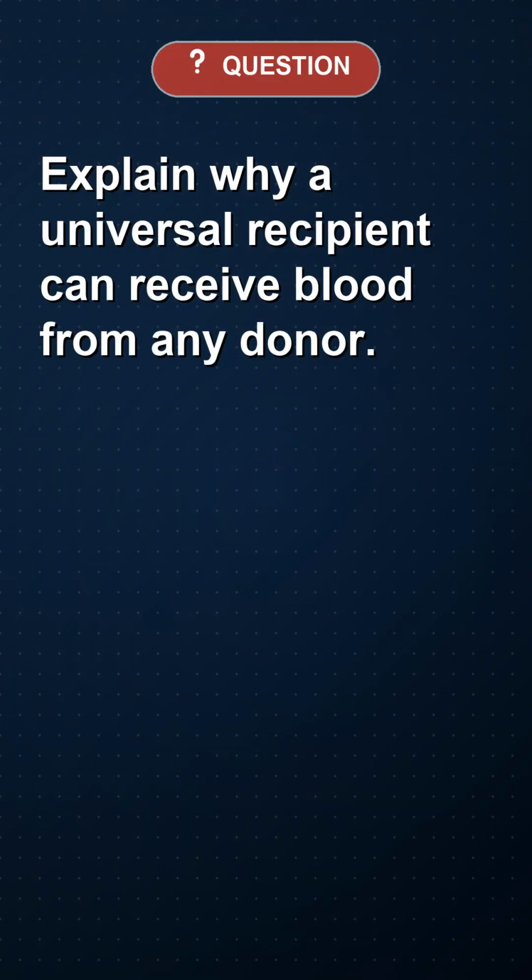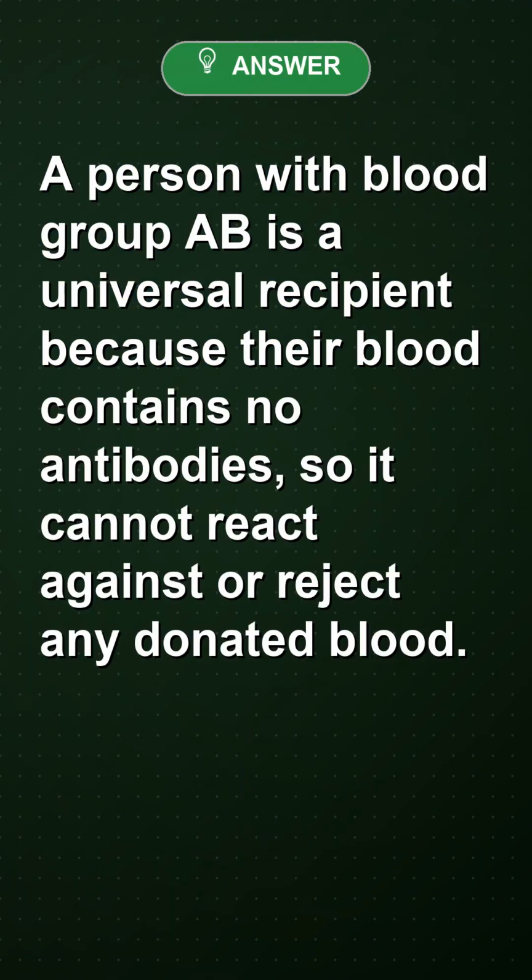Explain why a universal recipient can receive blood from any donor. A person with blood group AB is a universal recipient because their blood contains no antibodies, so it cannot react against or reject any donated blood.